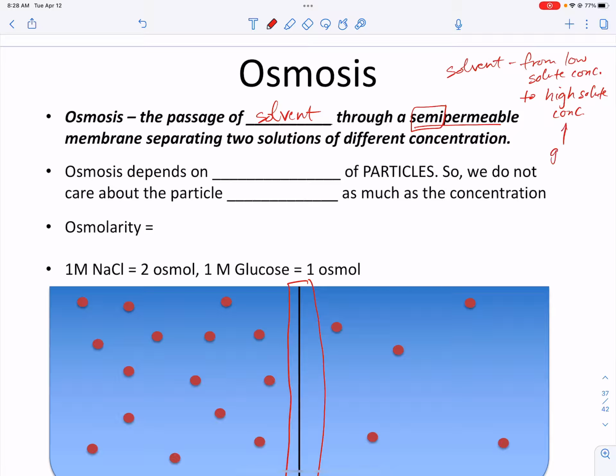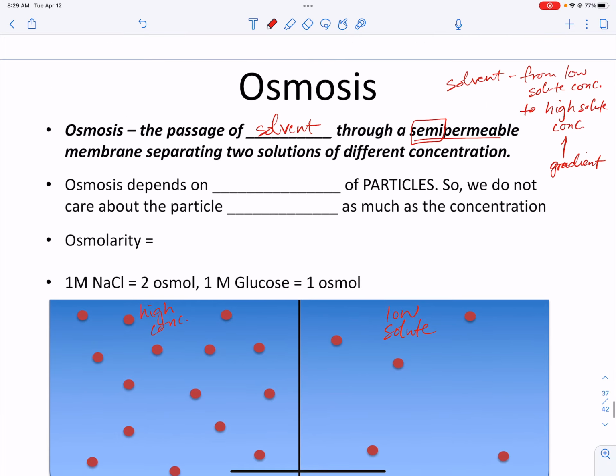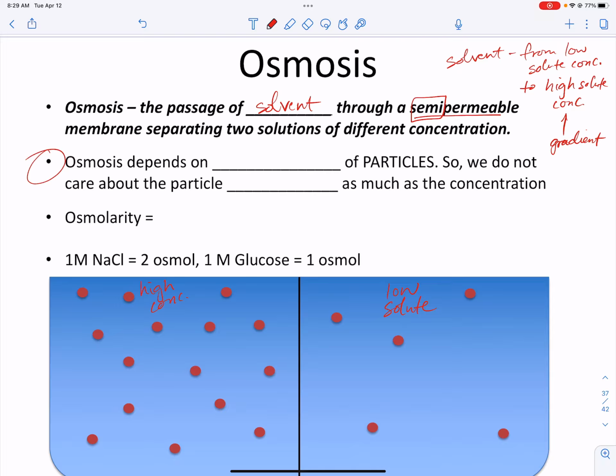This right here is what we call a gradient. Okay? When you have a separation of concentration, you have a gradient. And you have probably even heard that in some of your biology classes before. So if you're looking at these pictures down here, this would be my area of low solute concentration. This would obviously be the area of high. The red dots represent your solute. Okay, so we have low solute concentration on the right, high solute concentration on the left. All right. Now I want to come back up here to these blanks. Osmosis depends on the concentration of particles. We don't care about what the particle is. We just care, not about particle identity.